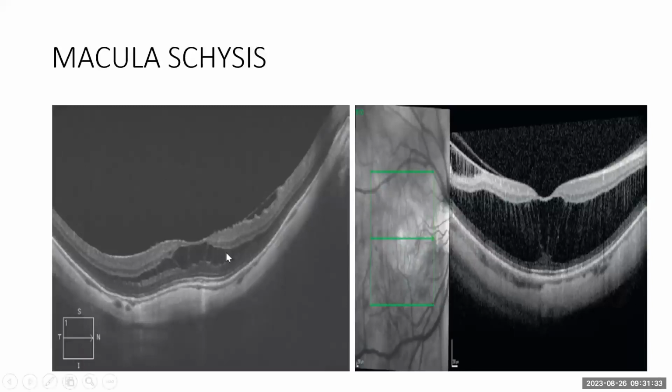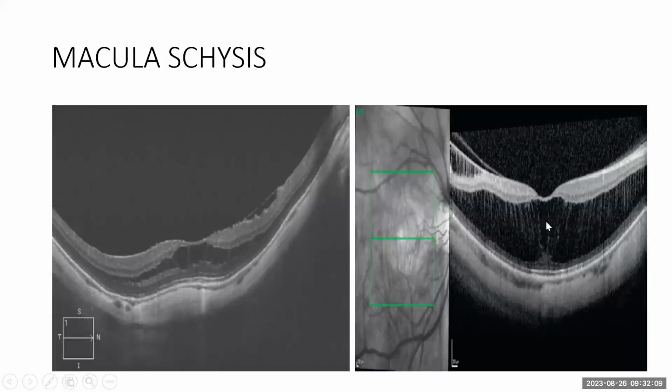So what you have here is schisis. There is a pulling away in the neurosensory retina. The outer lines are preserved. The neurosensory retina layer where this occurs differs. In this patient, this is the outer nuclear layer. Usually there are types of schisis, foveal schisis or retinal schisis, but this is at the macula, okay?